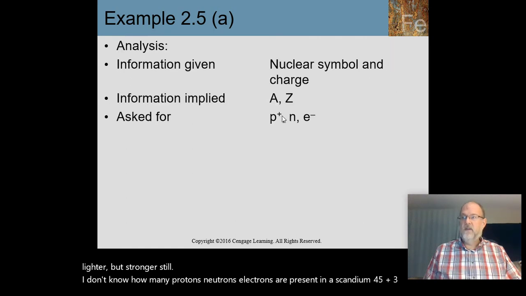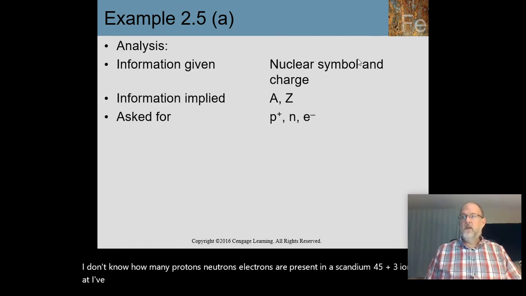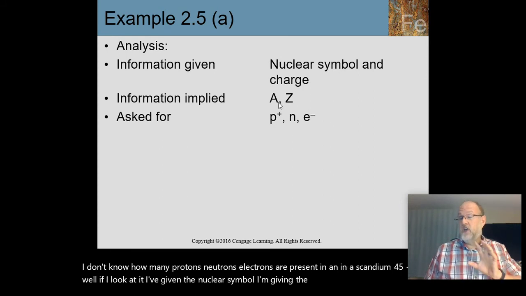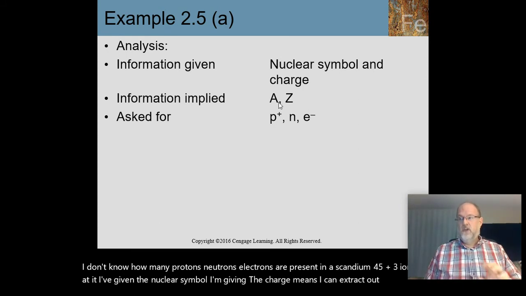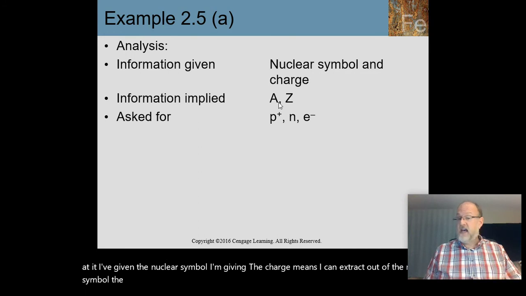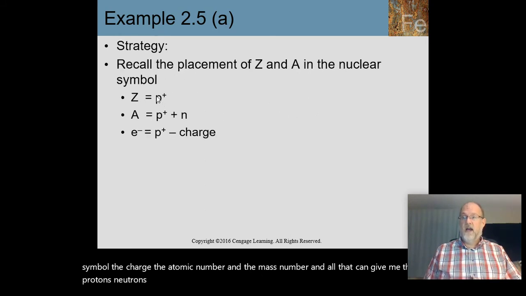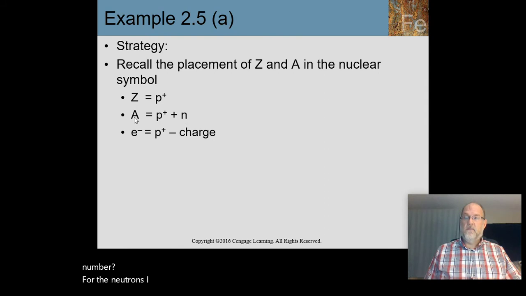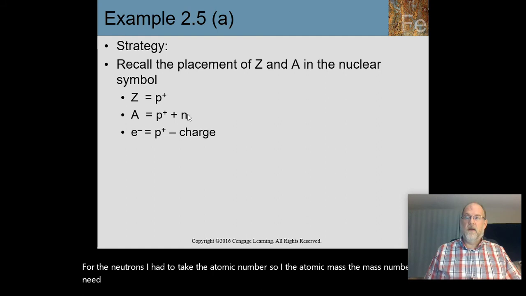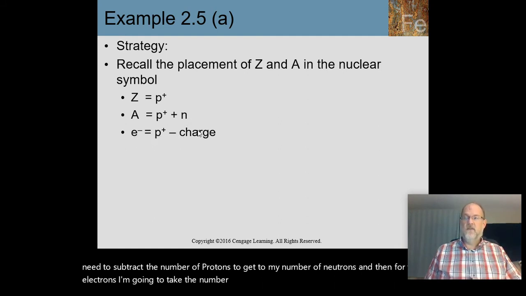Well, if I look at it, I'm given the nuclear symbol and I'm given the charge, which means I can extract from the nuclear symbol the charge, the atomic number, and the mass number. And all that can give me the protons, neutrons, and electrons. So for protons, I just need to know the Z, the atomic number. For the neutrons, I have to take the mass number and subtract the number of protons to get my number of neutrons. And for the electrons, I'm going to take the number of protons minus whatever the charge is.